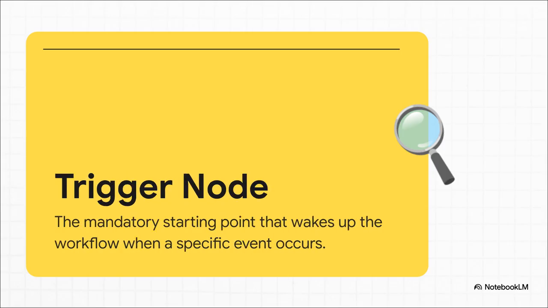But wait, what actually starts this whole process? Well, that brings us to the trigger node. This is the absolutely mandatory starting point of your workflow. Think of it like an alarm clock that wakes up the automation when a very specific event occurs, because without a trigger node, nothing is ever going to run.